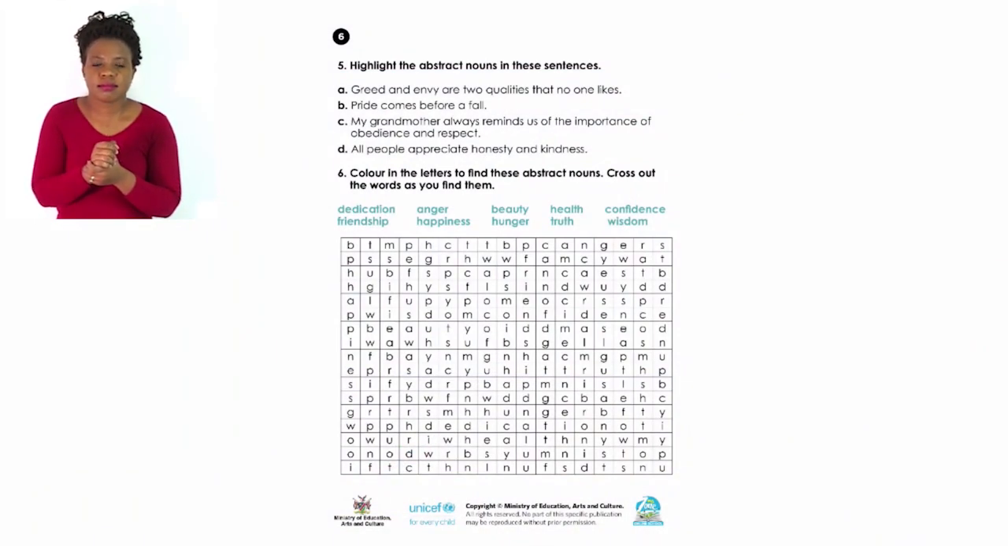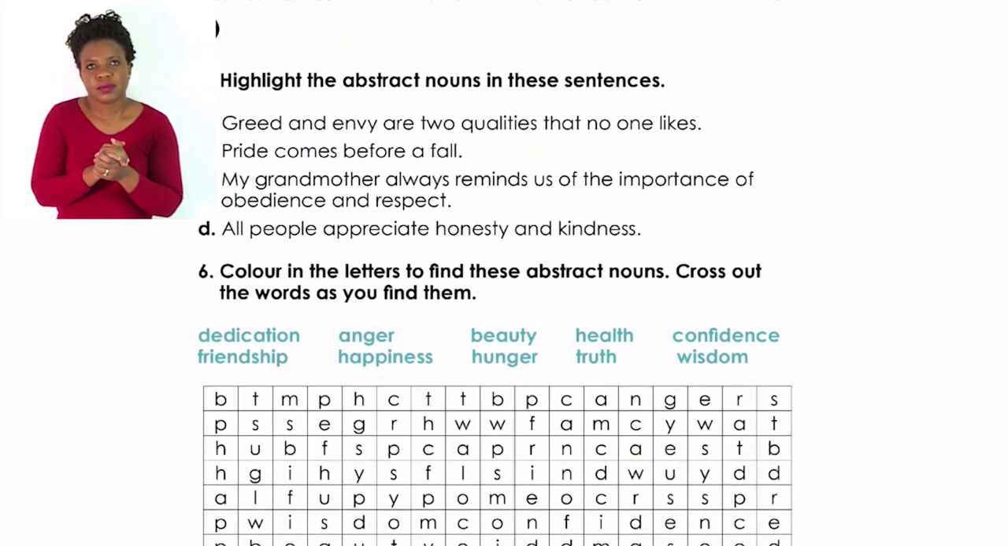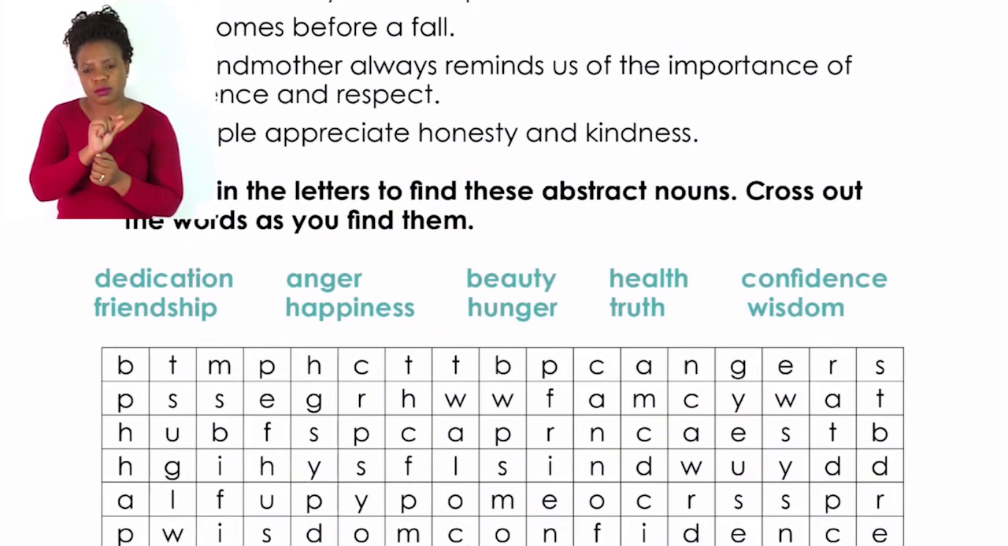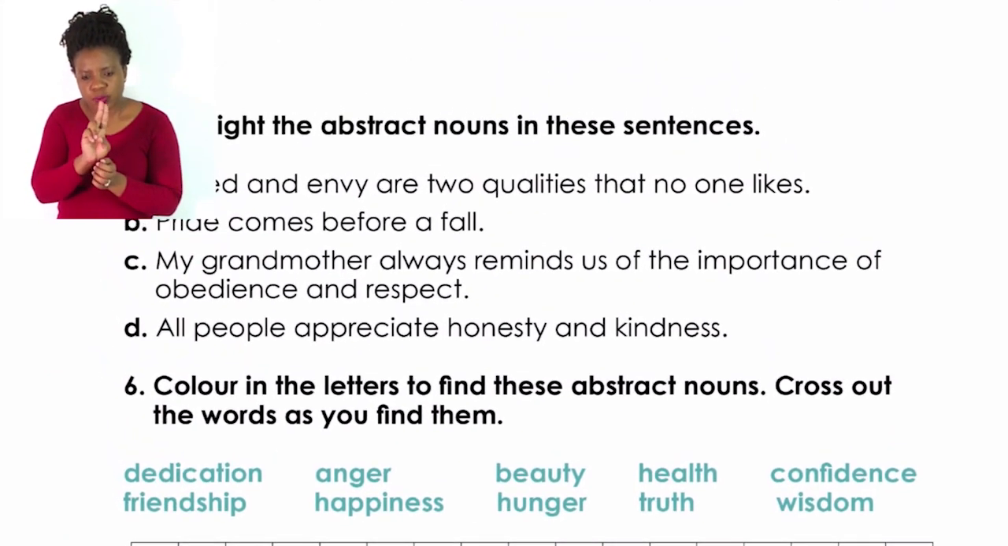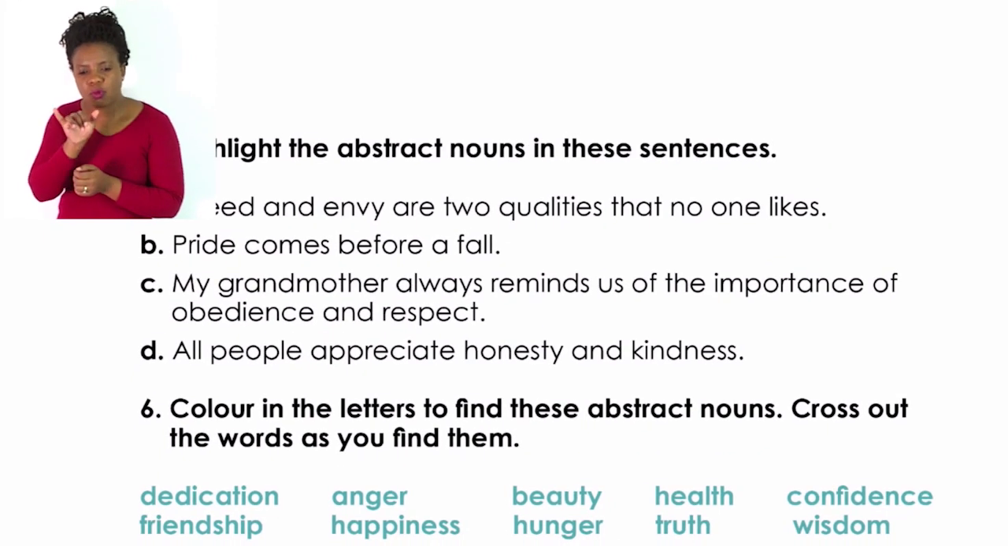Page 6 has two activities, which is 5 and 6. Now, let us begin with activity 5. Highlight the abstract nouns in these sentences. Right, remember what we explained on what abstract nouns are.